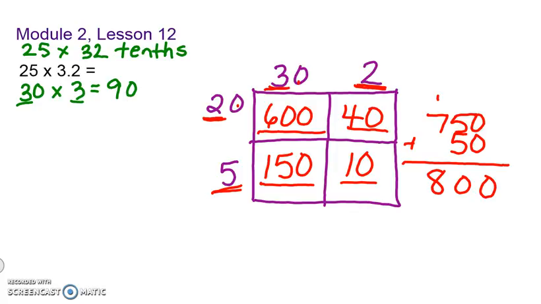But remember, in my original problem, I had 32/10. So I can see that my decimal point in my original factor goes in one place. So in my final product, I have to put my decimal point one place. So instead of 800, I have 800/10, or 80. When I put that with my original equation, I see that it's reasonable because 80 is almost 90, or it's close to it. Final answer is 80.